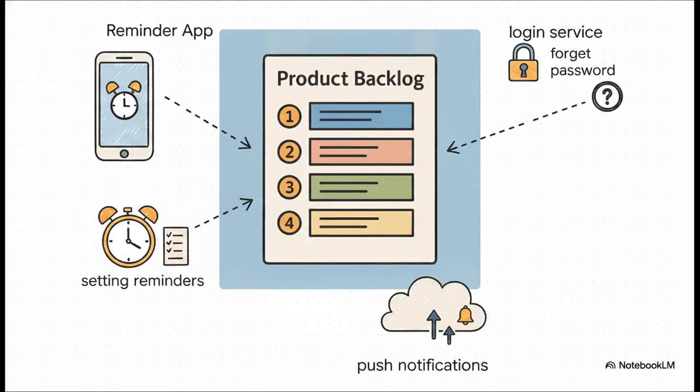All right, so with our 3 roles established, we move to our first artifact, the product backlog. You can think of this as the master wish list for the whole reminder app. It's a dynamically prioritized list of all those user stories we just talked about. The login service, the forgot password feature, setting reminders, push notifications, the whole shebang. Everything the product might ever possibly need lives right here.